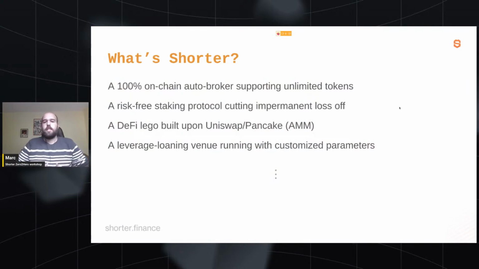What is Shorter? Shorter is a 100% on-chain auto broker that can support an unlimited amount of tokens. It's a risk-free staking protocol cutting impermanent loss. It's also basically a DeFi protocol that uses Uniswap and Pancake to move all the money.